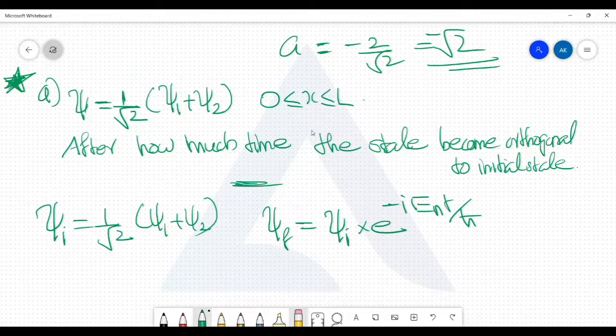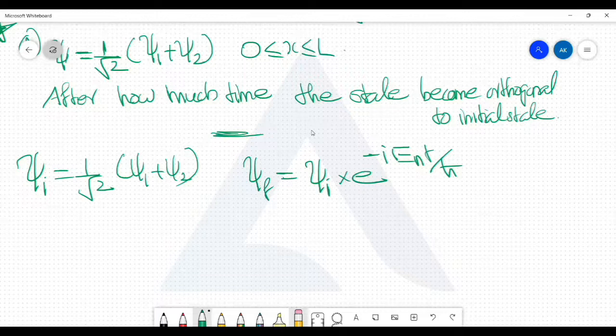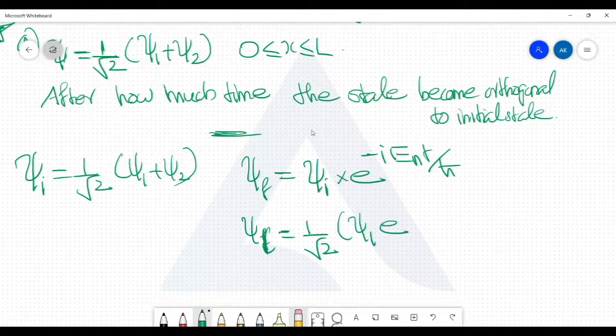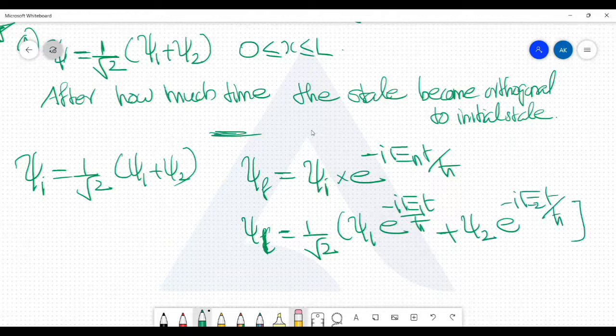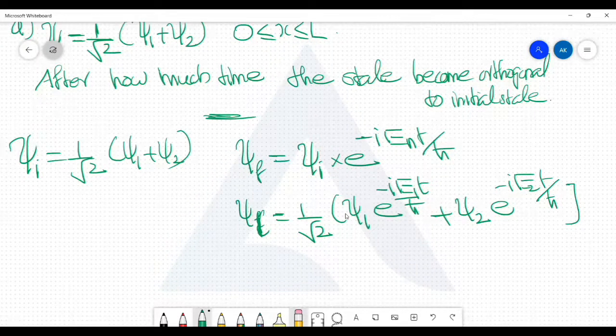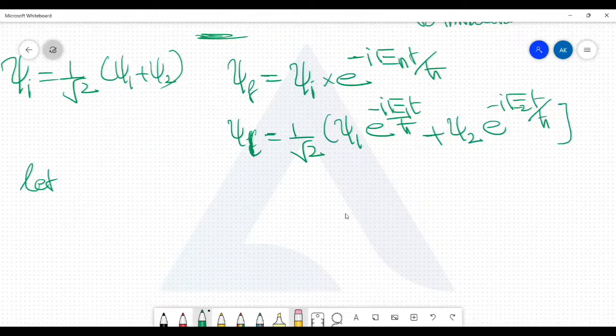So let me take psi final, or psi of t, equal to 1 by root 2 [psi 1 e raised to minus i E1 t by h cross plus psi 2 e raised to minus i E2 t by h cross]. I assumed that after time t, the states are orthogonal. Okay. Now I have found the system state after some time t. Let me assume psi 1 with psi of t equal to 0. They are orthogonal after some time t.